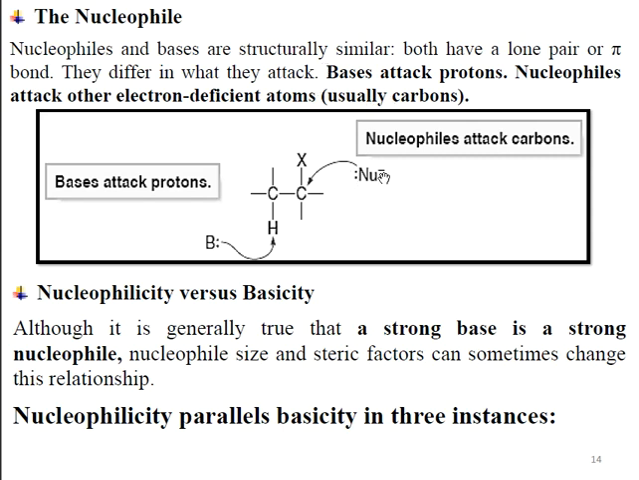Okay, look at the nucleophile. This is the nucleophile. It attacks this carbon, which is partially positive, and the halogen here is partially negative. But the base here, look at the base, attacks a proton. And now the nucleophilicity versus basicity.